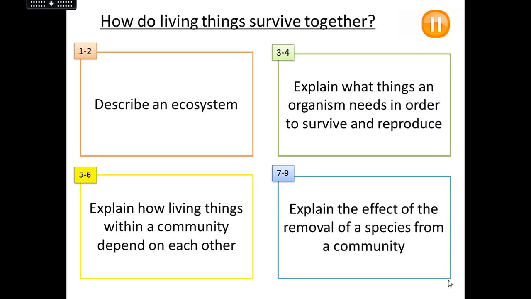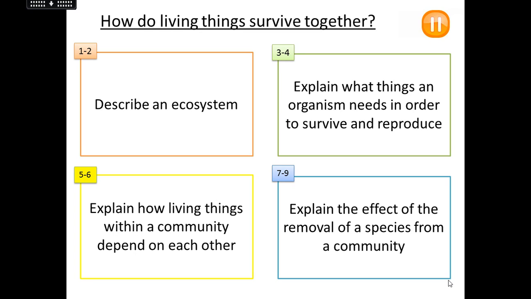For grades 3 to 4, explain what things an organism needs in order to be able to survive and reproduce. So if you made some notes earlier of your thoughts, that would be really helpful. So write down what any living thing needs in order to be able to live, and what it will also need in order to be able to make baby versions of itself. So for grades 5 to 6, explain how living things within a community depend on each other. So here's where you probably want to give me examples, things like how plants provide food and shelter for animals. Maybe give me some specific examples if you can think of any.